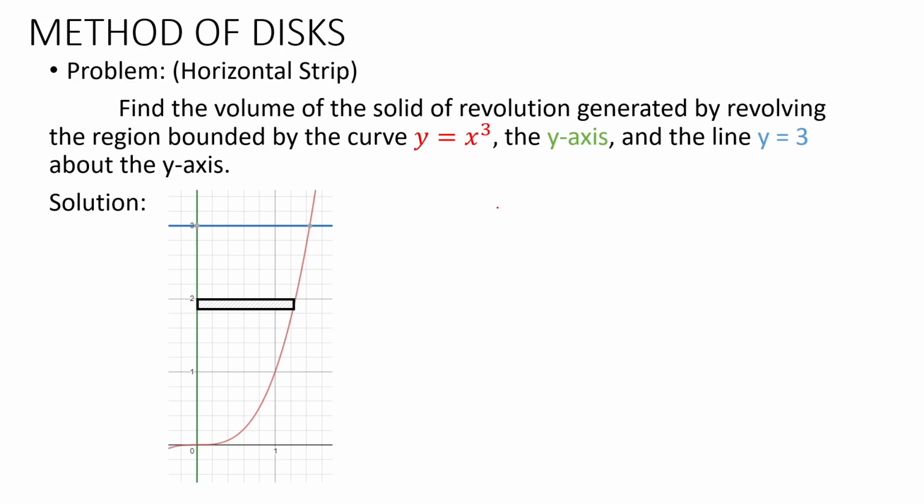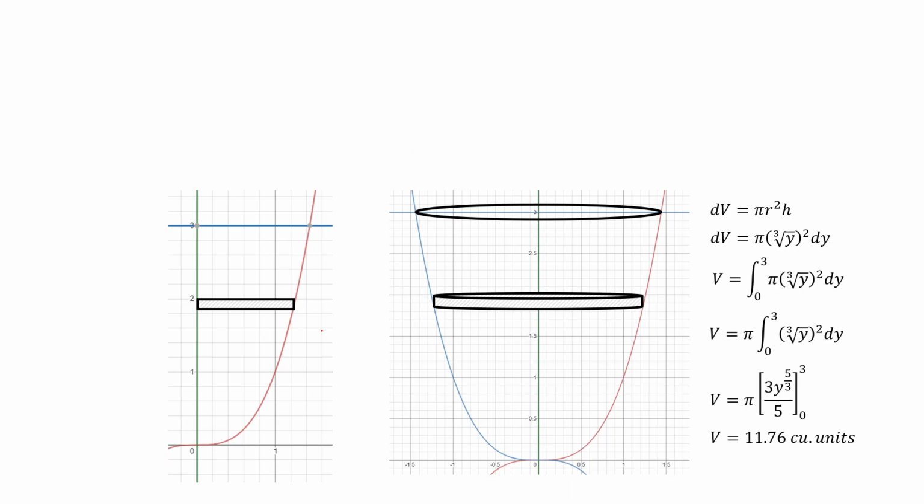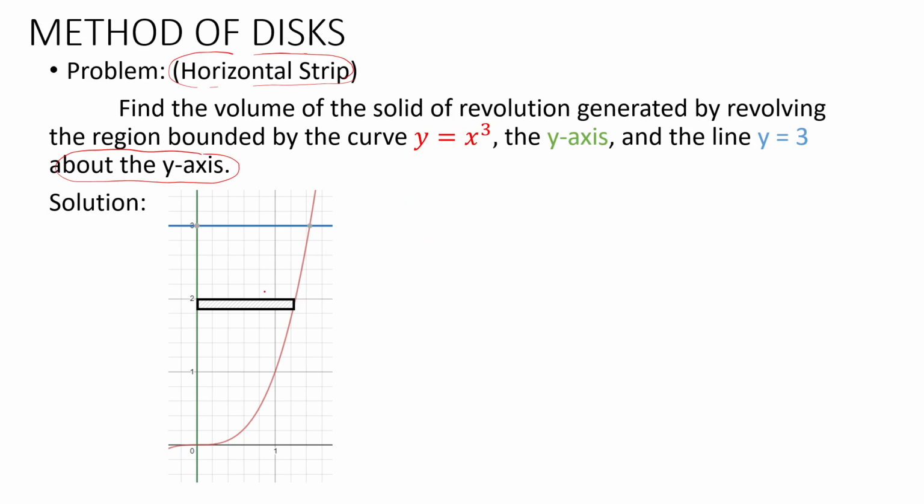Okay, so let's go to this method. The equations presented will be rotated about the y-axis. Since it's rotated about the y-axis, the strip should be perpendicular to the axis of rotation. That's why you're going to use the horizontal strip. Okay, so this is the horizontal strip, so we're going to create a volume. That would be the volume.